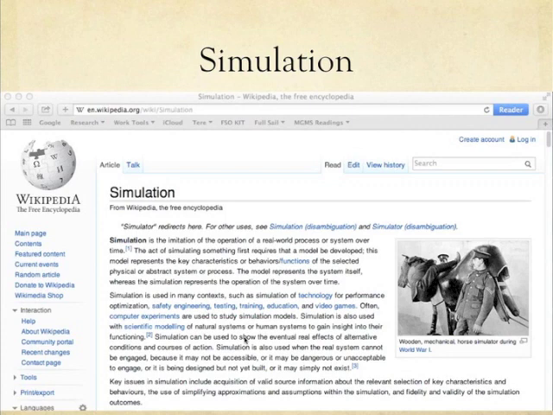Key issues in simulation include acquisition of valid source information about the relevant selection of key characteristics and behaviors, the use of simplifying approximations and assumptions within the simulation, and fidelity and validity of the simulation outcomes. When we look at section 5 for this week, we are going to cover genres of game, and one of the things you'll see is that simulation is a known genre in gaming.